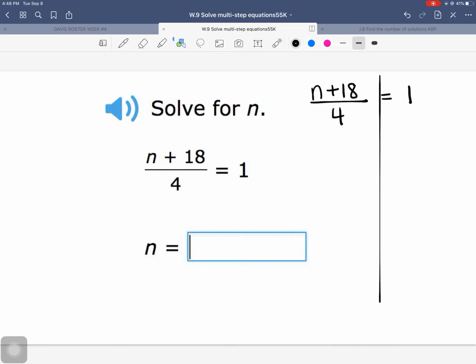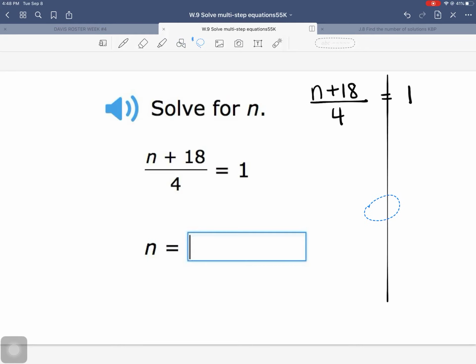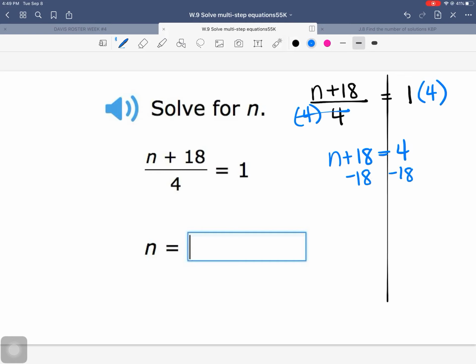When you have a problem set up like this, first thing I want to move is my 4. Now, n plus 18 is being divided by 4, so if we multiply by 4, we are doing the opposite, and we end up with n plus 18 is equal to 4. Subtract 18, n equals negative 14.